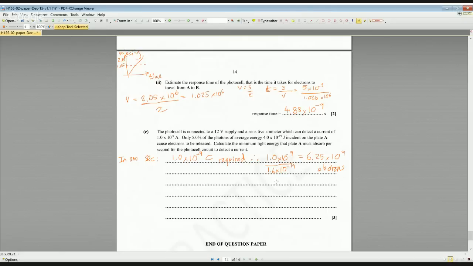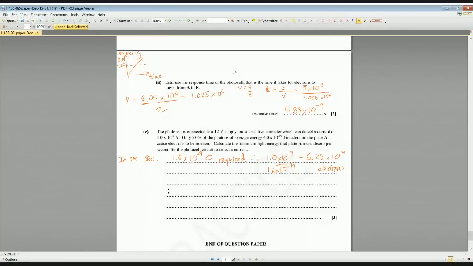Worth noting here, I did the number of coulombs required divided by the charge on 1 electron. If you're not sure whether to divide or multiply which way around, try it a couple of ways and then look at which number comes out sensible. You're expecting a huge number of electrons. Electrons are very small. This is a sensible answer. So always sanity check your answers like that.